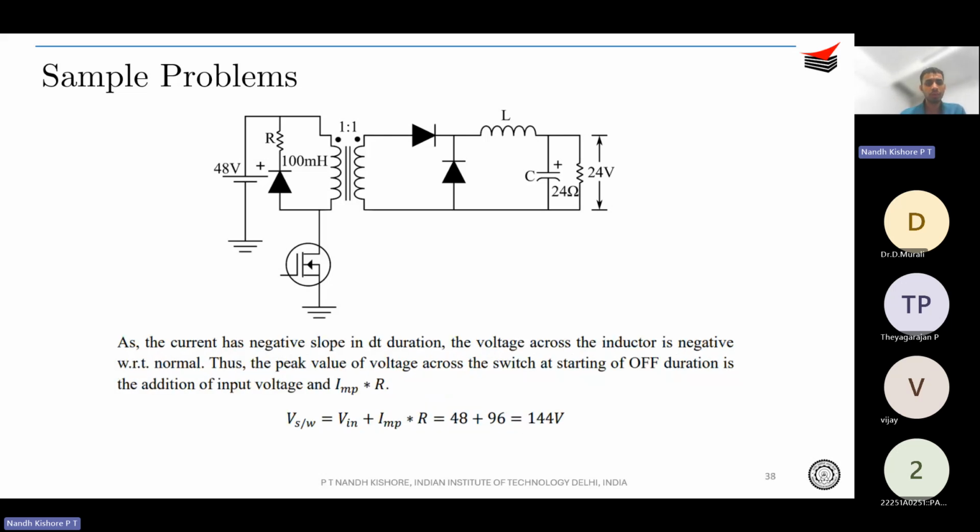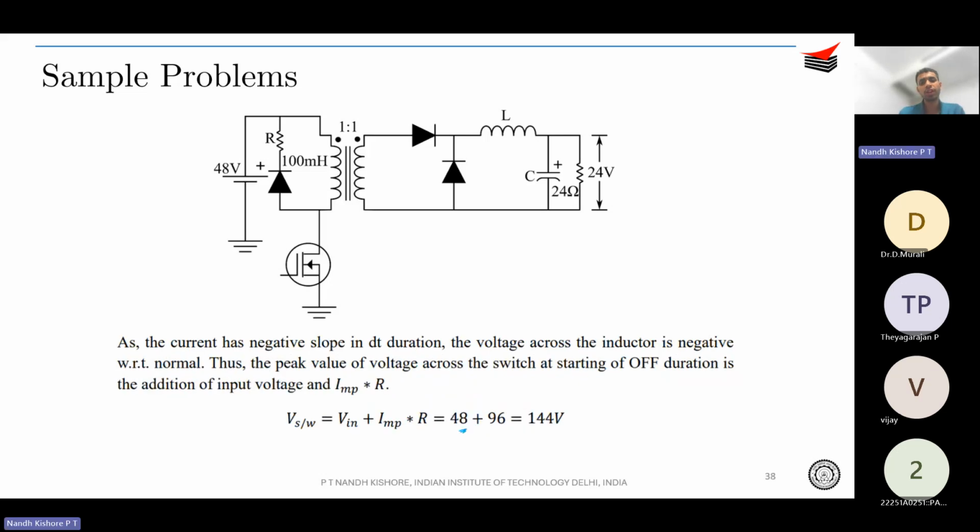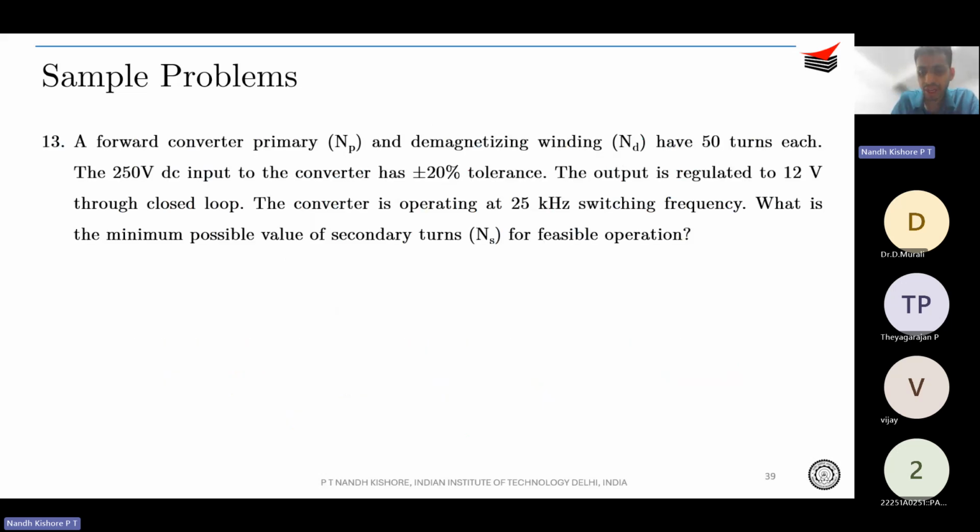Therefore, the total voltage is going to be V in plus I into R. Diode drop is neglected. Therefore, 48 is the V in and I into R that we just calculated is 12 milliampere into 8 kilo ohm. Okay, that is 144 volts. Fine. Again, very simple. So R, how did we obtain R?